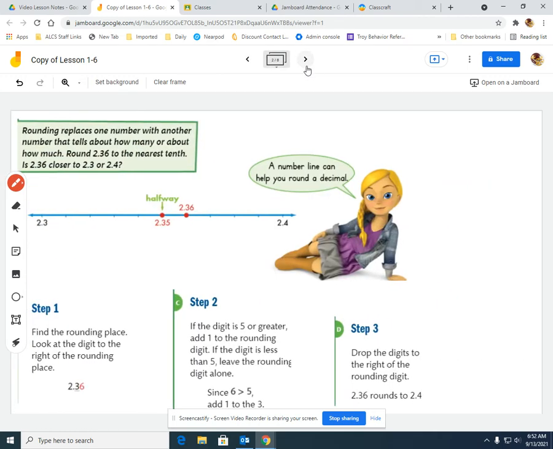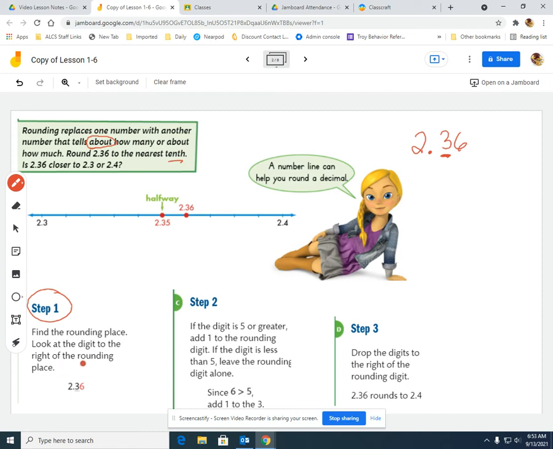So rounding replaces one number with another number that tells about, and that's the key word. You're going to see about quite a bit today. How many or about how much. So if we want to round 2 and 36 hundredths to the nearest tenth, I'm going to write down 2 and 36 hundredths and just follow these steps. Step 1 says look to find the rounding place. Well, I want to round to the nearest tenth. The tenths place is right here.